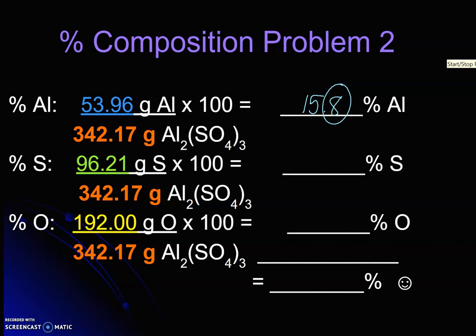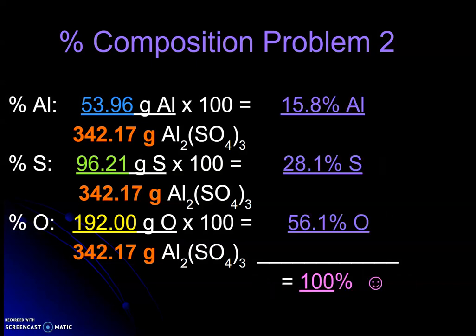Okay, for sulfur, we are at 28.1% sulfur. And for oxygen, we are 56.1% oxygen. So all of them add up to 100%. Yippee! Were you right? Did you do it good?